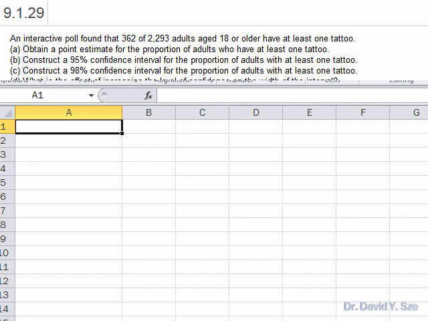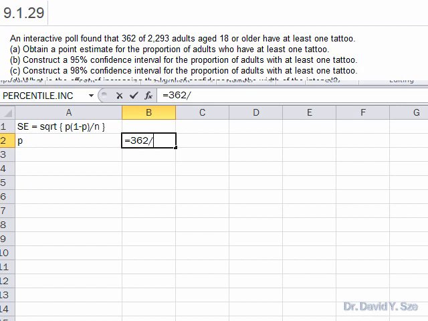Let's do some calculations using Excel. This will be for parts A and B of the problem. To get to a confidence interval, what we want to do is to calculate the standard error. For proportion, the standard error is the square root of p times 1 minus p over n. That's what we want to compute. So what's p? The proportion of successes. That's 362 over 2293. This is also the point estimate. This is our best guess.